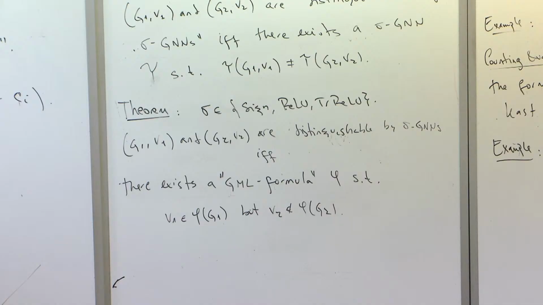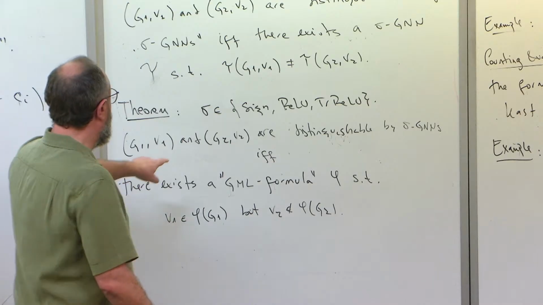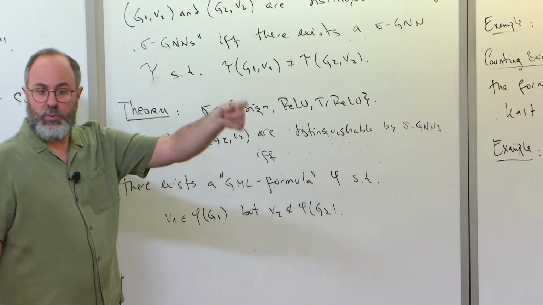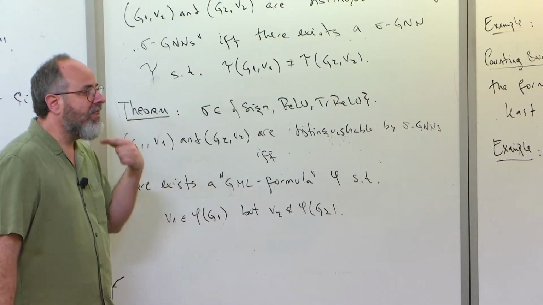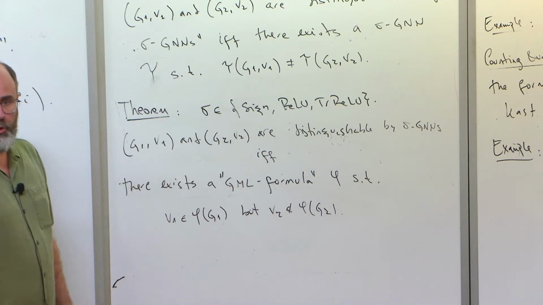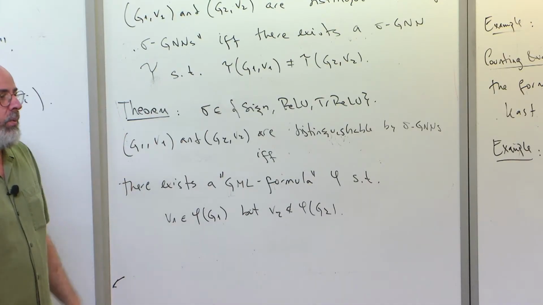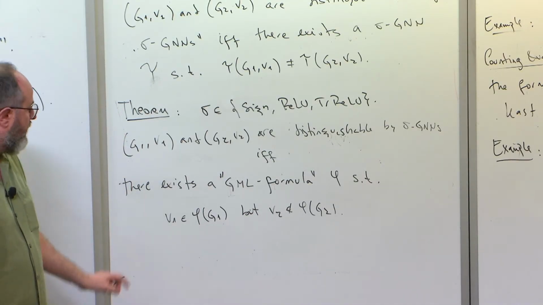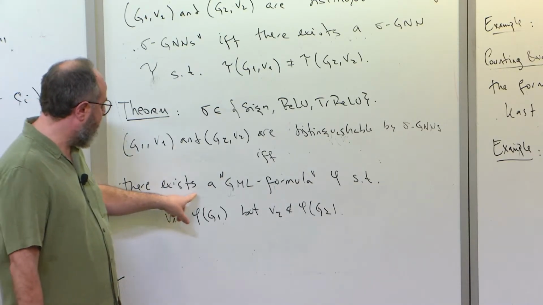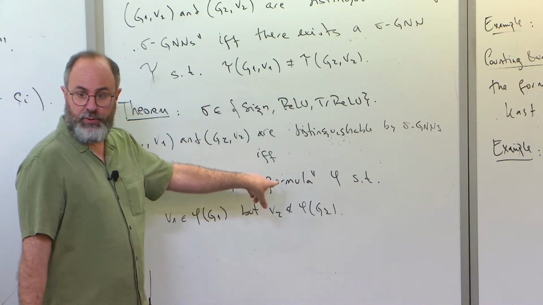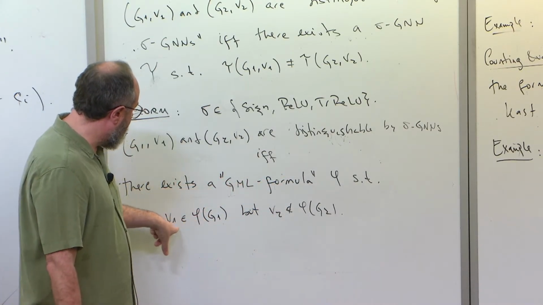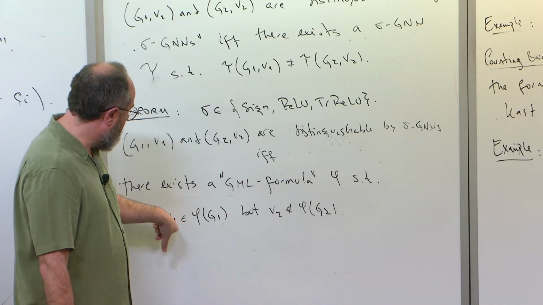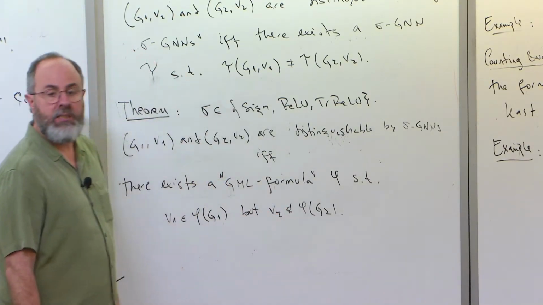Yeah? When two graphs can be distinguished by a sigma GNN, well, we know that this is the case when they can be distinguished by color refinement, yes? But color refinement also has a characterization in terms of logic. This comes from the original work of Seyfried and Nimmermann, yeah? And this says that there exists a graded modal logic formula, something I'm going to define here, that distinguishes B1 in G1 from B2 in G2.